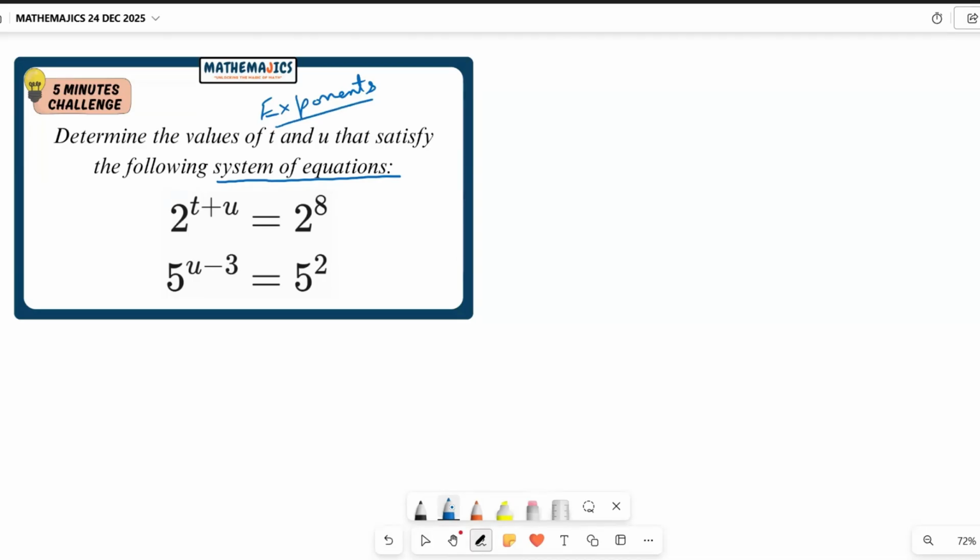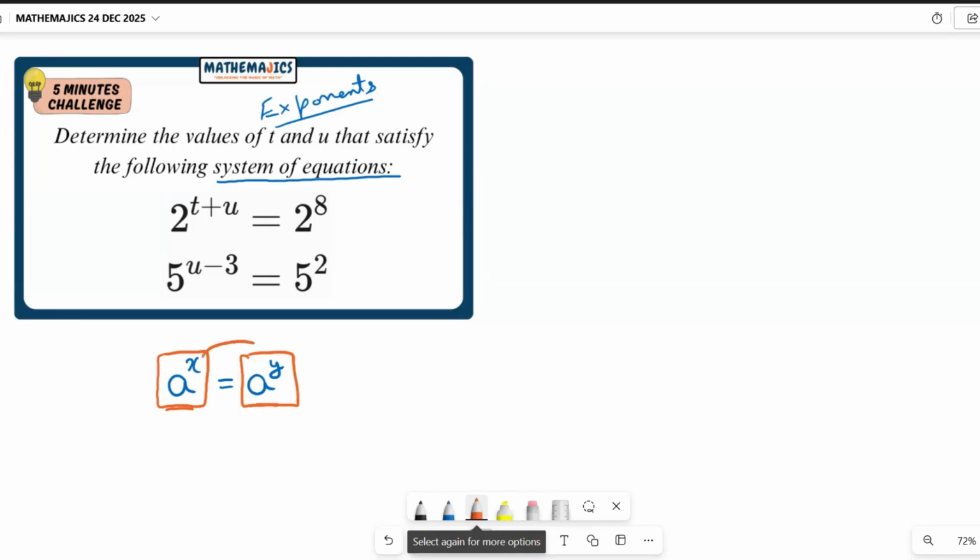First of all, there is one rule of exponents which says that if we have a raised to power x is equal to a raised to power y, that means when we have the same base on both sides of the equation and both sides of the equation are equal, then the powers must be equal. That means if we have a^x = a^y, then x should be equal to y. This is the condition of exponents. This is the rule of exponents.